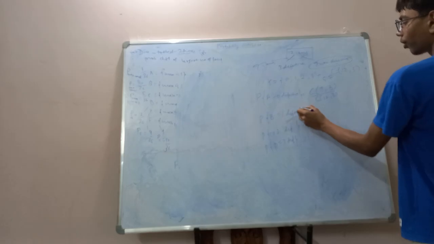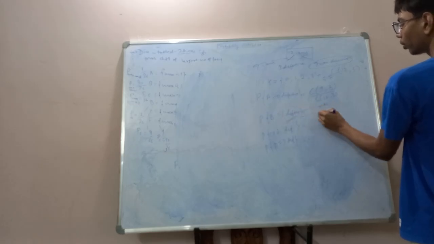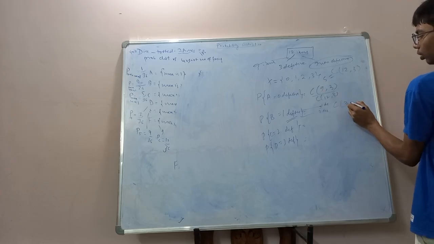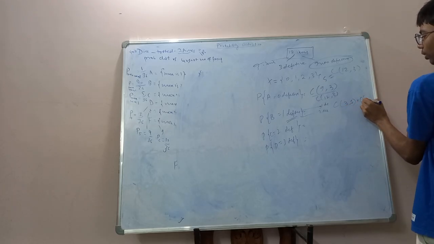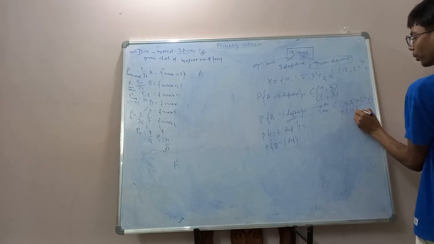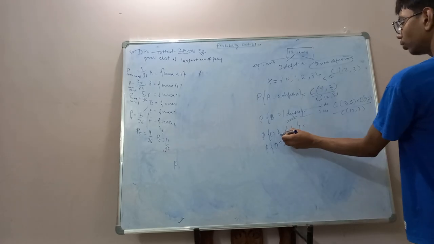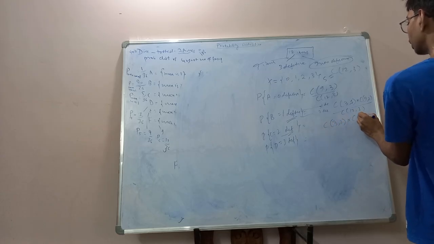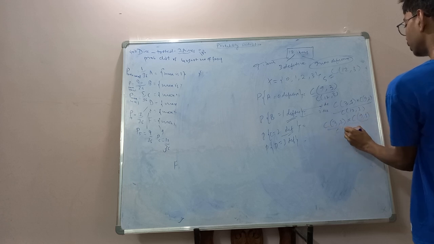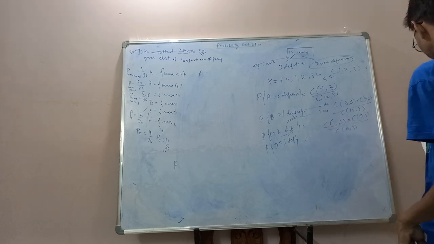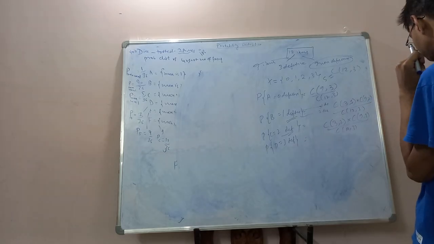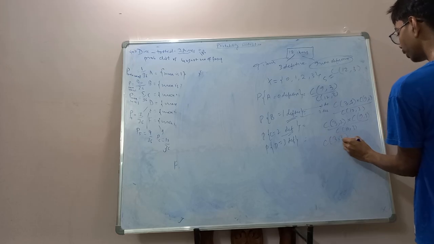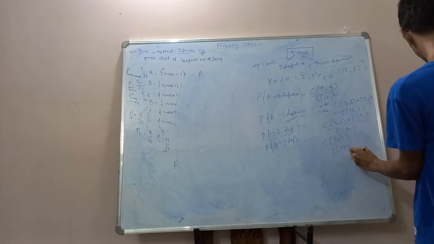For 1 defective, it means I have 1 defective and 2 non-defective. It means C(3,1) times C(9,2) by C(12,3). And 2 defective means C(3,2) multiplied by C(9,1) by C(12,3). And for all 3 defective, I will have C(3,3) by C(12,3).